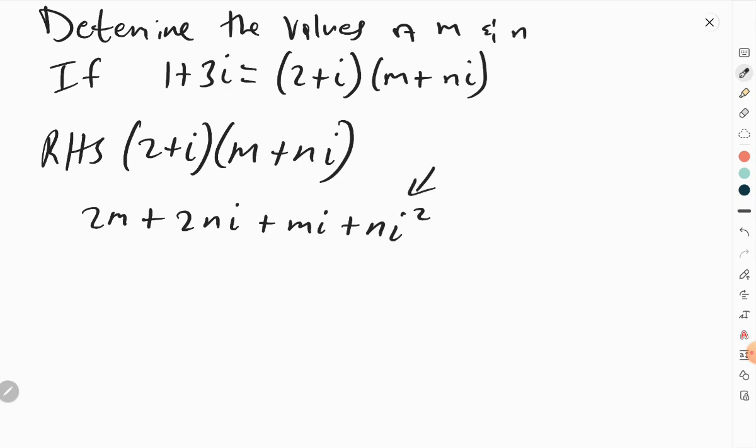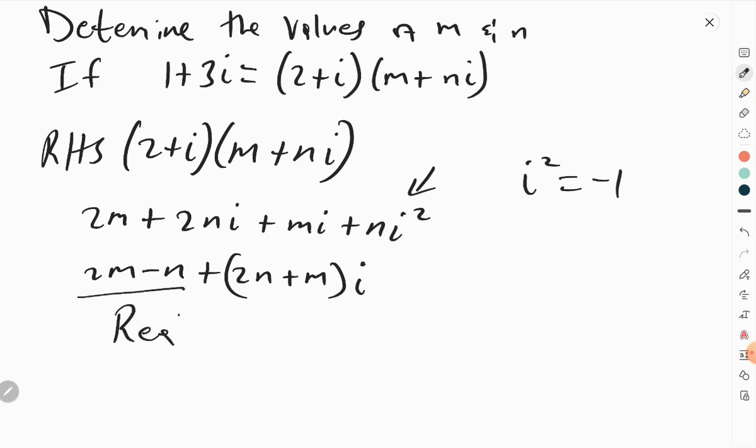Now, let's simplify it a bit. This one is going to be a real part because we remember in our last videos that i squared is equal to -1. So we are going to be having 2m then minus n, which is another real part of the solution. Then these ones, you can see that there is a common factor i. So if you take out the common factor i, you will be left with this information. So we can see that on the right hand side, the one that we were solving, this is the real part and this one is the imaginary part.